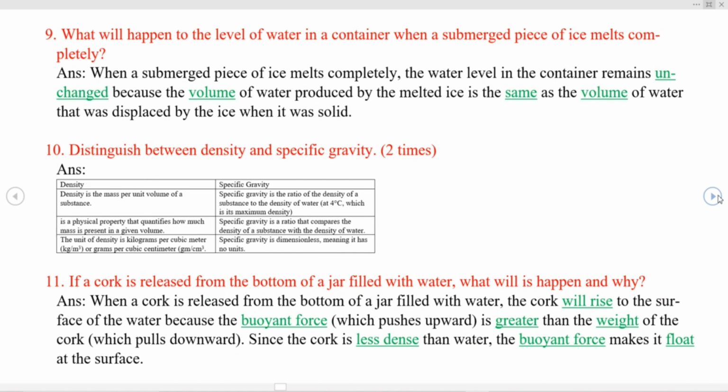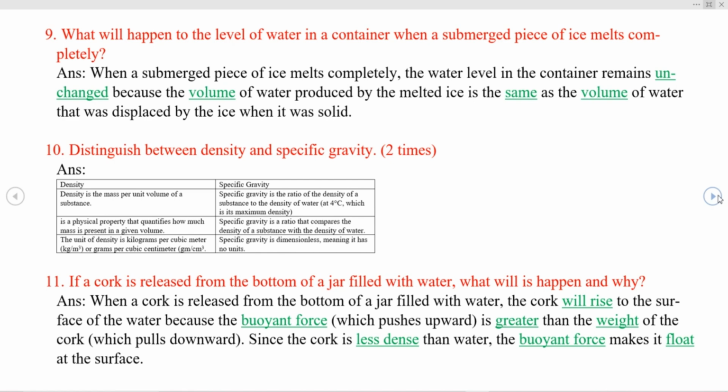Next question we have is, what will happen to the level of water in a container when a submerged piece of ice melts completely? When a submerged piece of ice melts completely, the water level in the container remains unchanged. Why? Because the volume of water produced by the melted ice is the same as the volume of water that was displaced by the ice when it was solid.